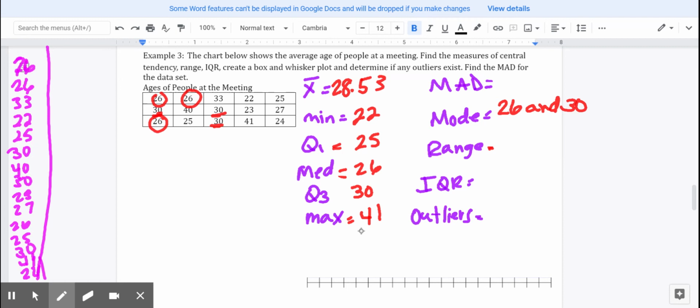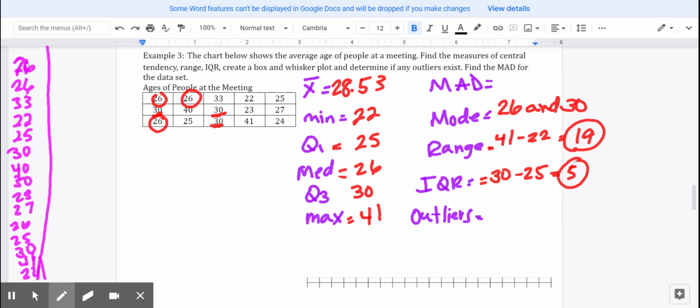Remember, the definition of range is the maximum minus the minimum. So for my range, it's 41 minus 22. And when you do this, you get an answer of 19. My IQR is going to be my Q3, so 30 minus Q1, which is 25, which tells me that the IQR is 5.